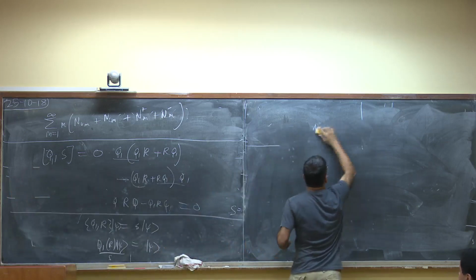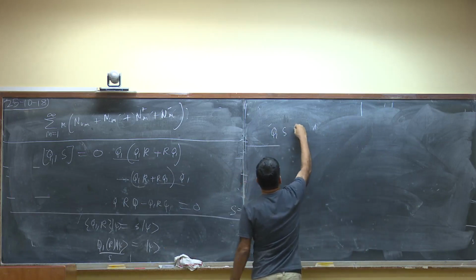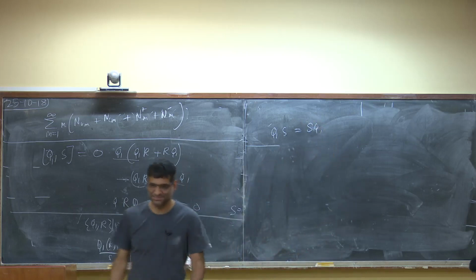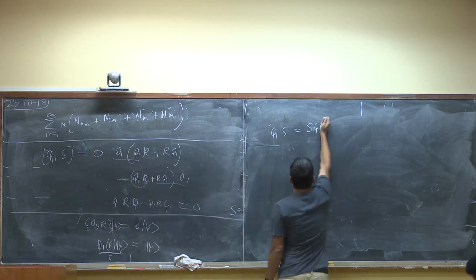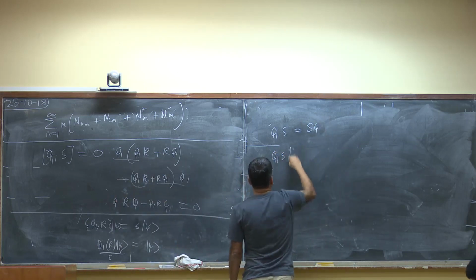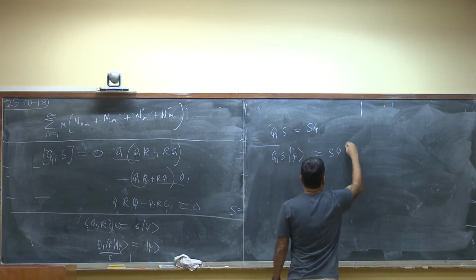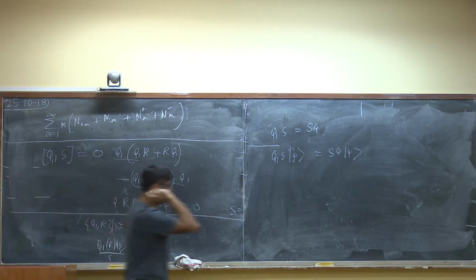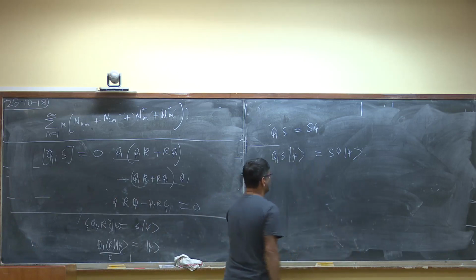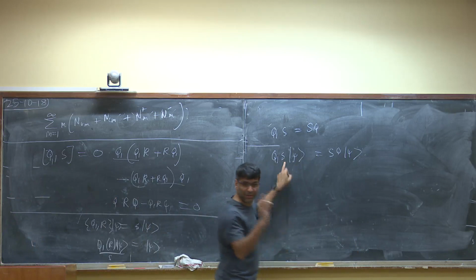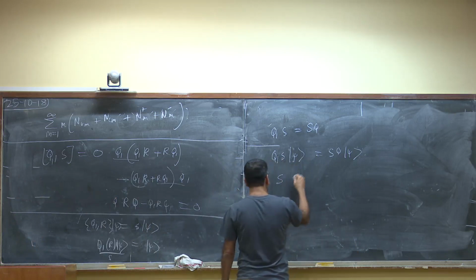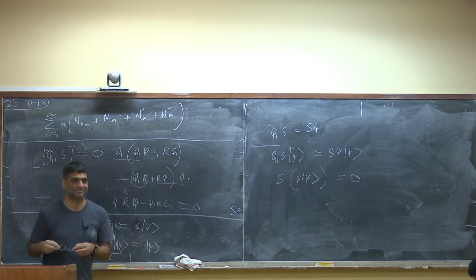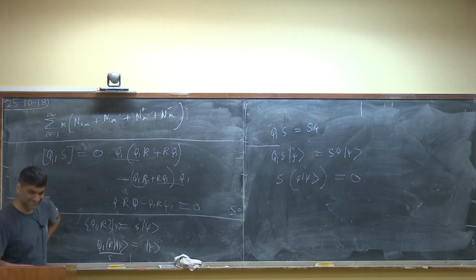Let's do this. We have Q1 S is equal to S Q1, because the commutator of Q1 and S is equal to 0. Now let's take Q1 S on psi is equal to S Q on psi. The left hand side is 0, because we're in this 0 eigenspace. So we have S on Q psi is equal to 0. Q psi also belongs to the same space.